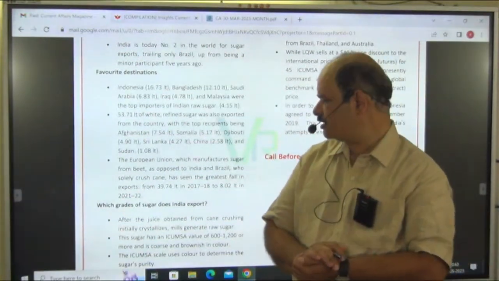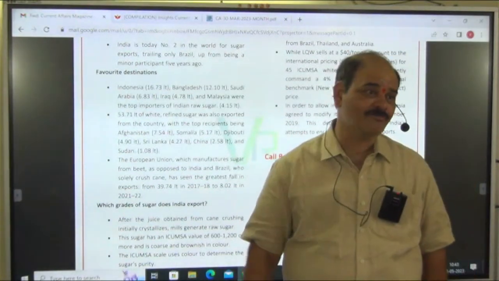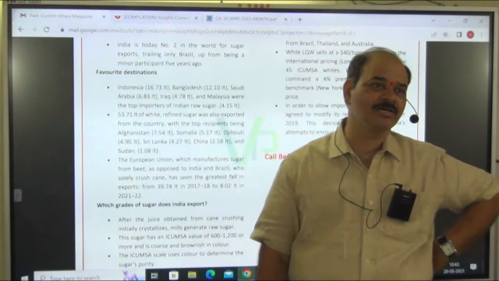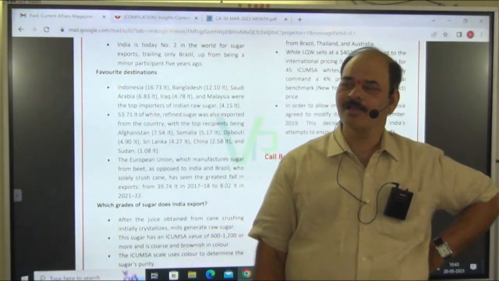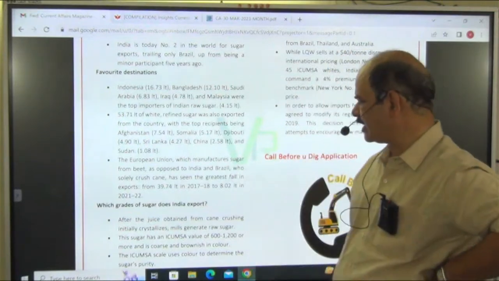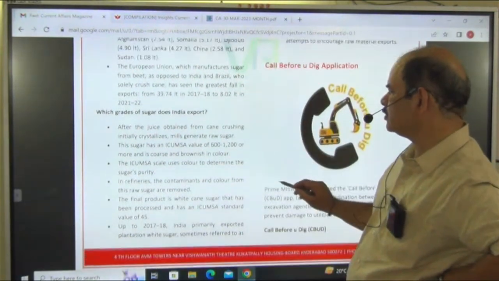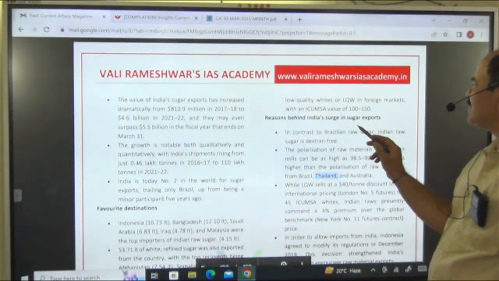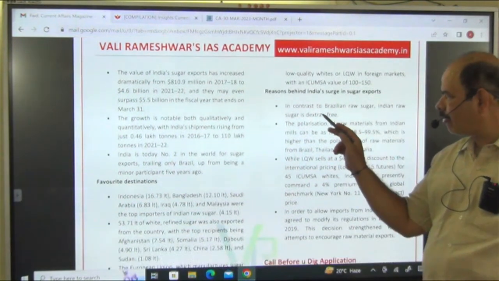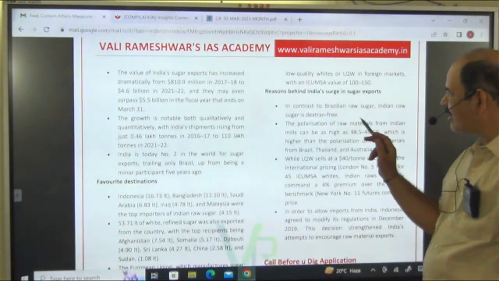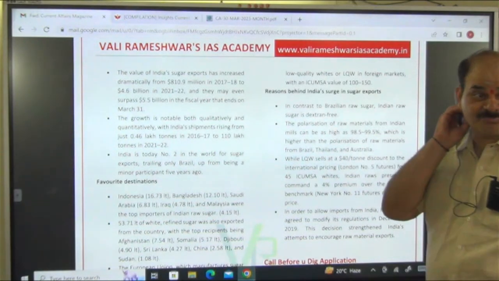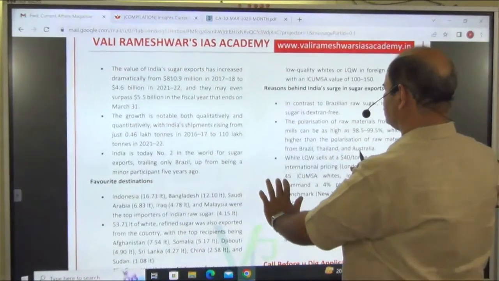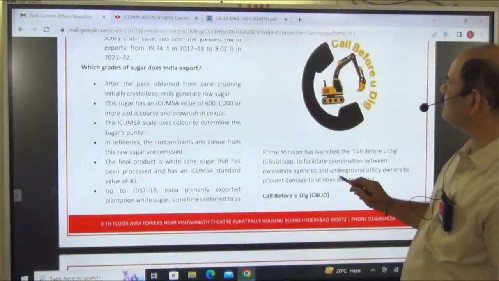And again, there are various types of sugars: khandsari and refined, like the Parle sugars and Madhur sugars. And in India, we also manufacture jaggery. It is with regard to the sugar. Reason behind India's surge in sugar exports: in contrast to Brazilian raw sugar, Indian raw sugar is dextran free. Try to remember this point. Indian raw sugar is dextran free. That is very important.